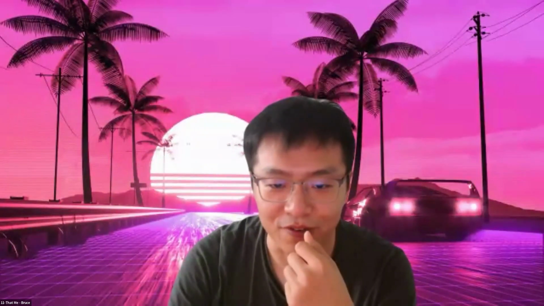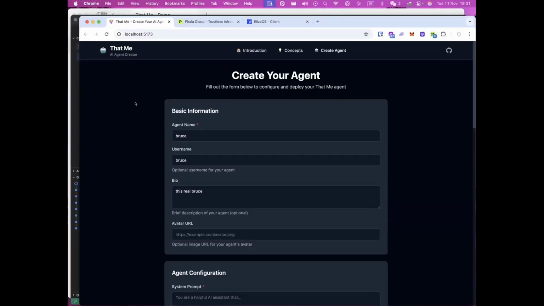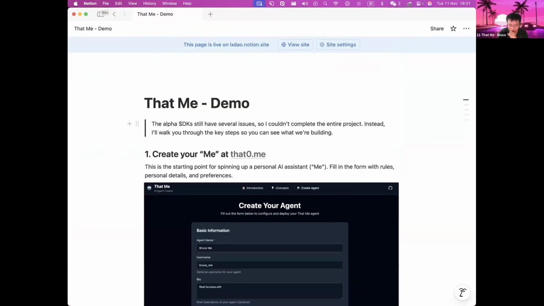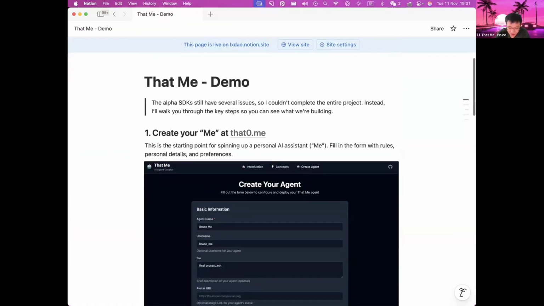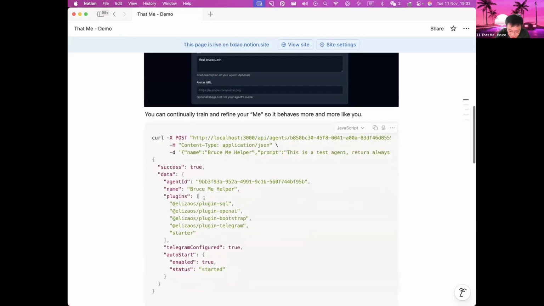Maybe I'll walk through very quickly. Thank you. Yeah, can you guys see my screen? Yes. Okay, so very quickly, due to many alpha SDKs, I can't complete everything, so I'll just show some steps and key points. The first one is creating your agent. It's quite easy, so I'll skip it.